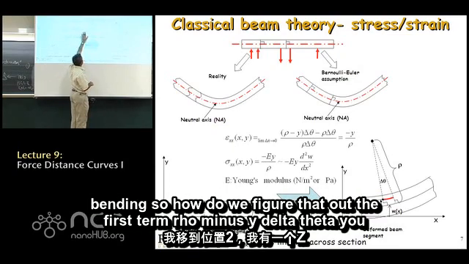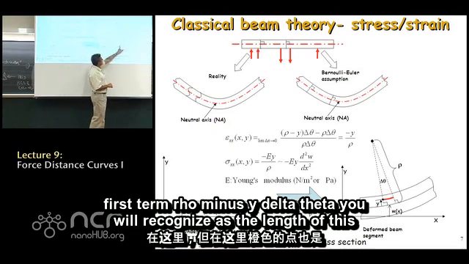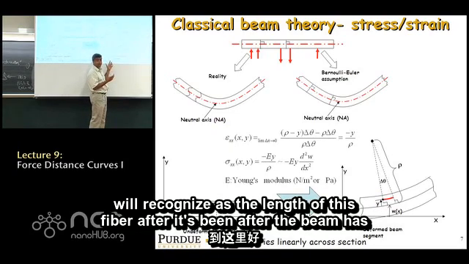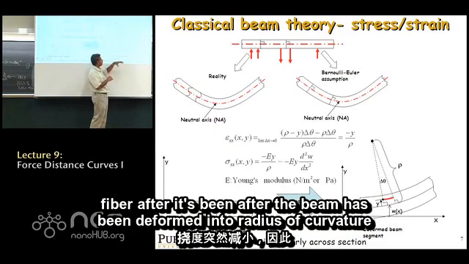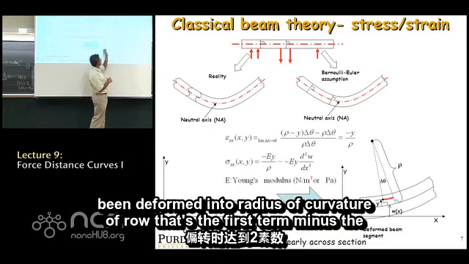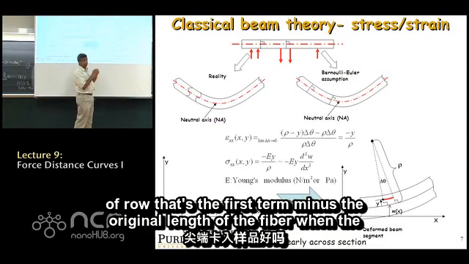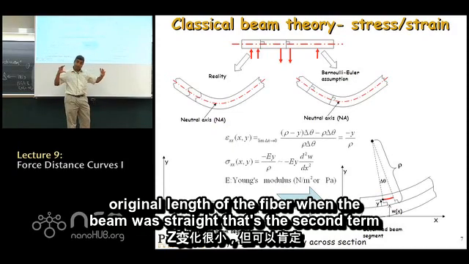The first term, rho minus y delta theta, you will recognize as the length of this fiber after the beam has been deformed into a radius of curvature of rho. That's the first term, minus the original length of the fiber when the beam was straight.